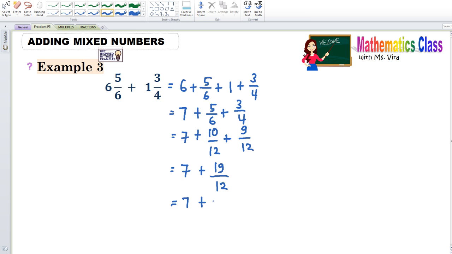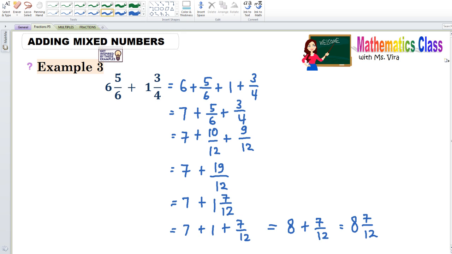So 7 is 1 and 7 over 12. And then we can write 7 plus 1 plus 7 over 12. Adding the whole numbers, 7 plus 1 is 8, plus 7 over 12. Now add 8 with 7 over 12. It becomes 8 7 over 12.